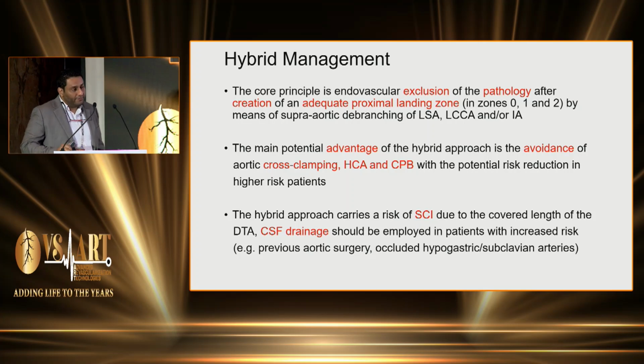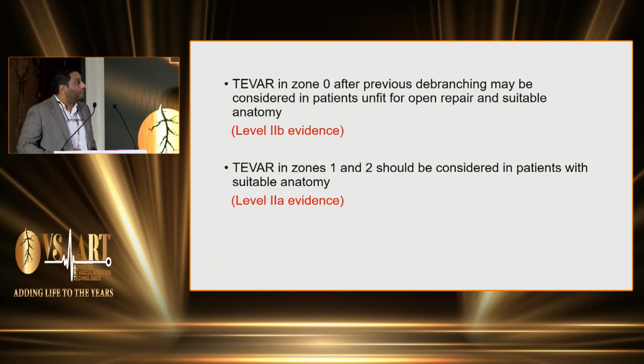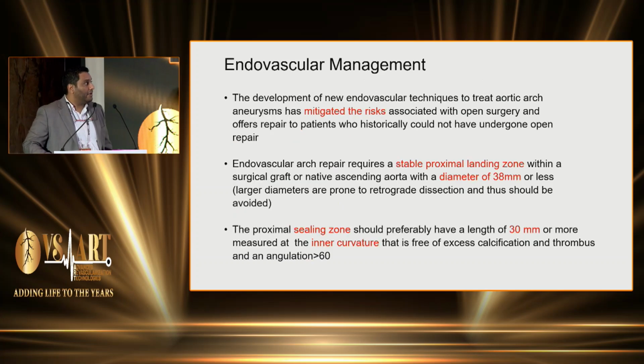That's why we always have to consider CSF drainage perioperatively, especially in patients with previous aortic surgery, or left subclavian or internal iliac lesion or disease. We have evolving evidence that TEVAR in zone 0 after previous debranching may be considered in these patients, especially if they are unfit, and TEVAR in zone 1 and 2 should also be considered in these patients if they have suitable anatomy.